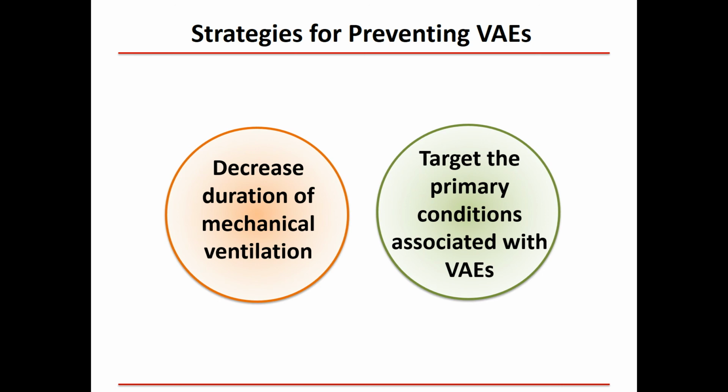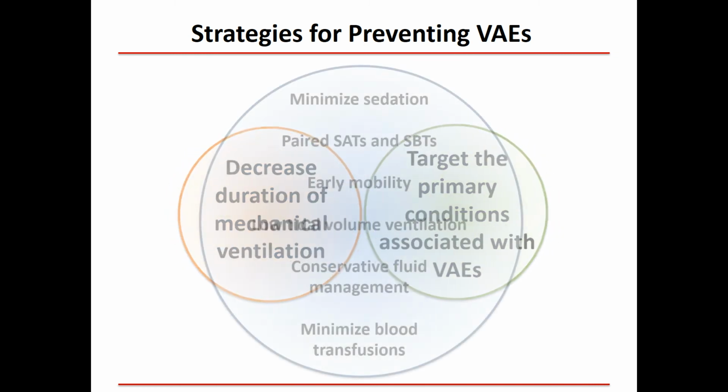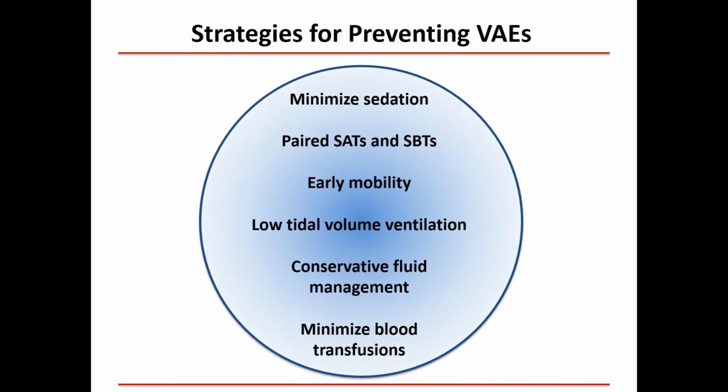And I think if you look at the literature, you'll find that in fact the things that lead to lower duration of mechanical ventilation and the things that target the primary conditions associated with VAEs are very often one and the same thing. So my take on the literature is that the key things that hit both of these targets are as follows: minimize sedation, paired SATs and SBTs, so spontaneous awakening trials and spontaneous breathing trials, early mobilization programs, low tidal volume ventilation, conservative fluid management, and minimization of blood transfusions.